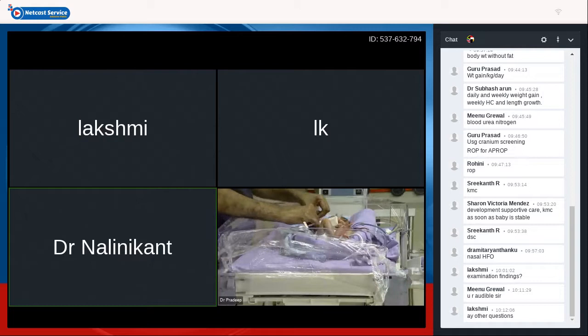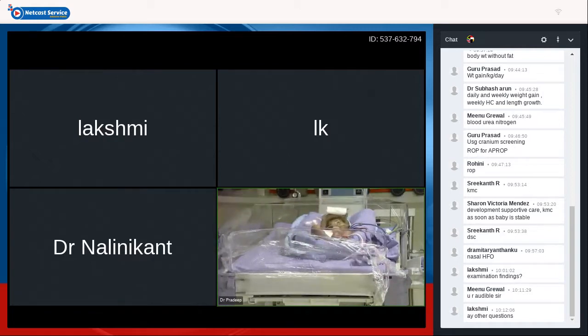Then head to toe examination. Head circumference, as I mentioned, is 29.5, and there is no sutural overriding. AF is 2 into 1 centimeter, and the posterior fontanelle is open. There is pallor, and no stress. The baby has mild pedal edema with groin edema, the buccal pad of fat is full, and muscle mass is also normal.